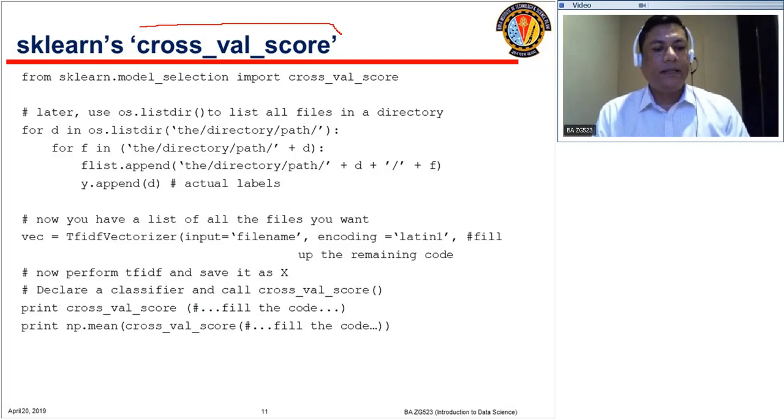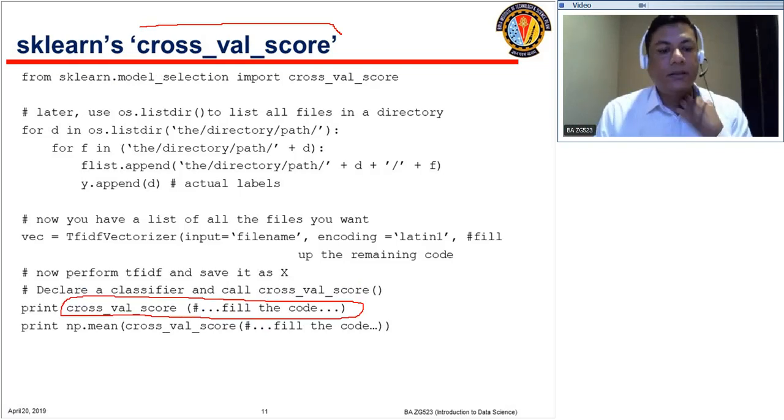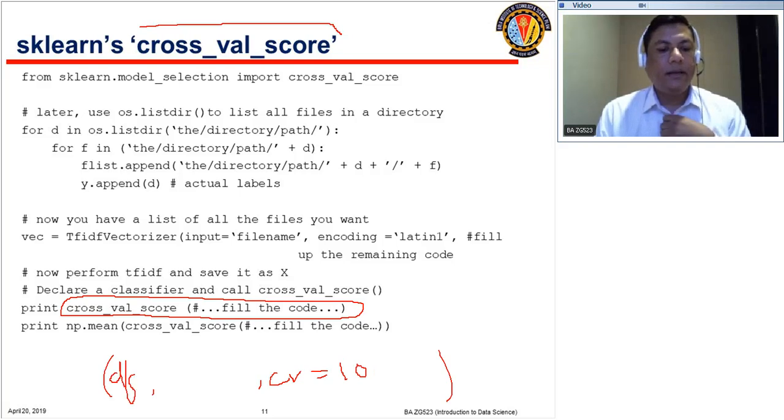So that CLF you have to give to cross_val_score, this function. Because I have asked for 10-fold cross validation, the cross validation score will take CV equal to 10 at the end. Other arguments we'll figure out. First argument will be the classifier name, let's call it CLF, and then maybe X and Y. Just try it out.